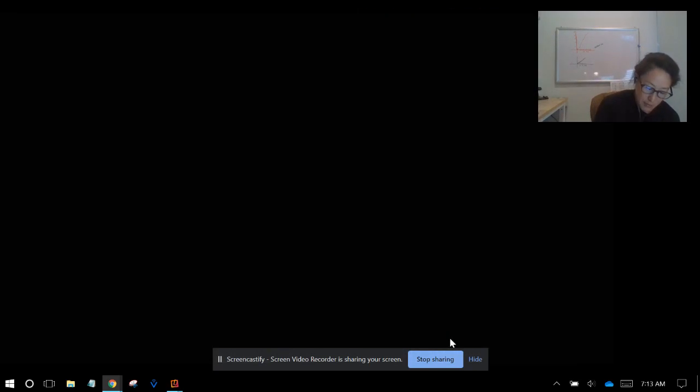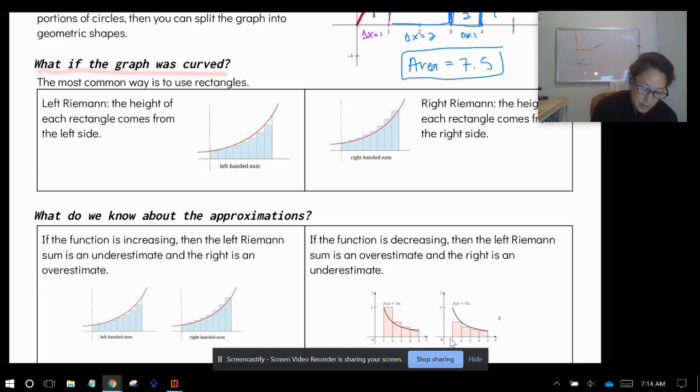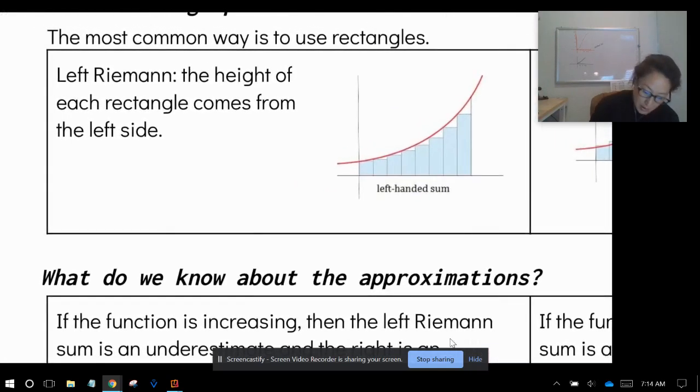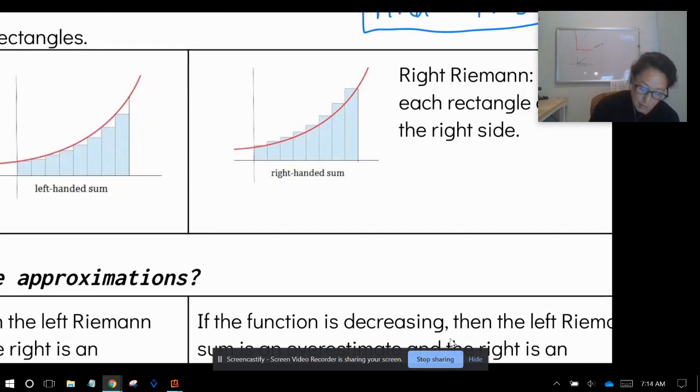So what happens if our graph is curved? What we do is we create rectangles. We either create rectangles where the left endpoint is the height of the rectangle, and then we build rectangles out like that. Or we use the right endpoint of our rectangle to build mini rectangles. And then we add them up.